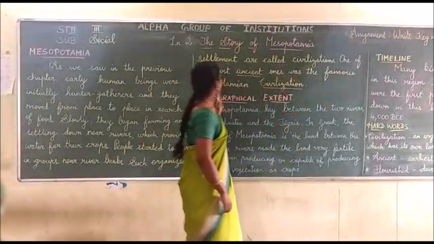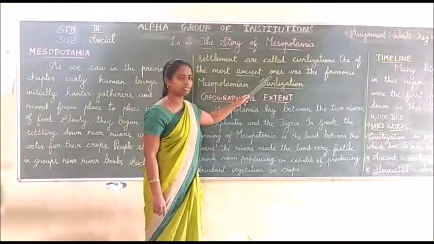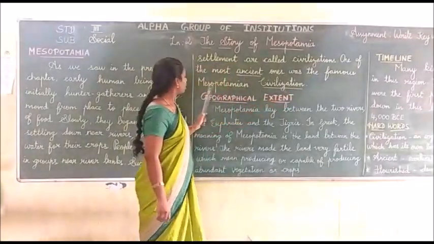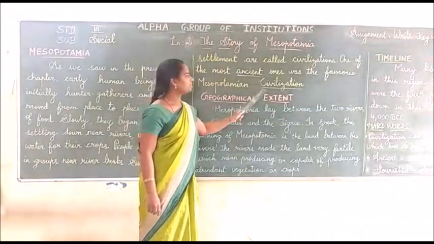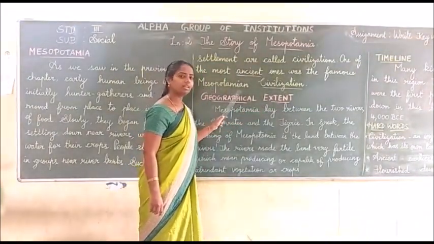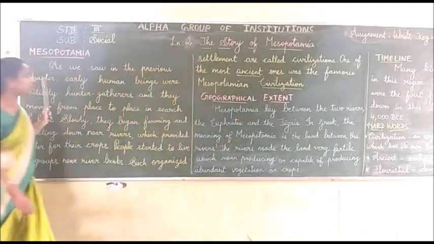One of the most ancient ones was the famous Mesopotamian civilization. What is it? Mesopotamian civilization. Okay, what did we see here?